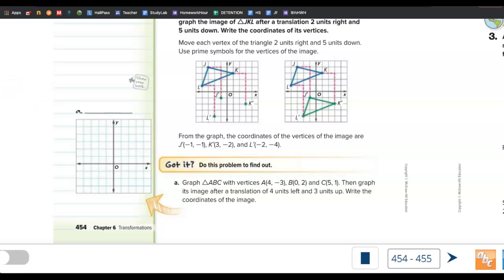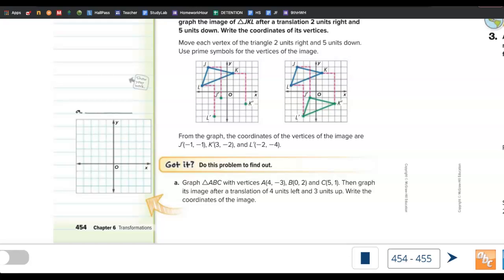So on 454, looking at the got it's. Okay, so got it A says graph triangle ABC with the vertices 4, -3, 0, 2, and 5, 1. So the first thing we need to do is graph that.